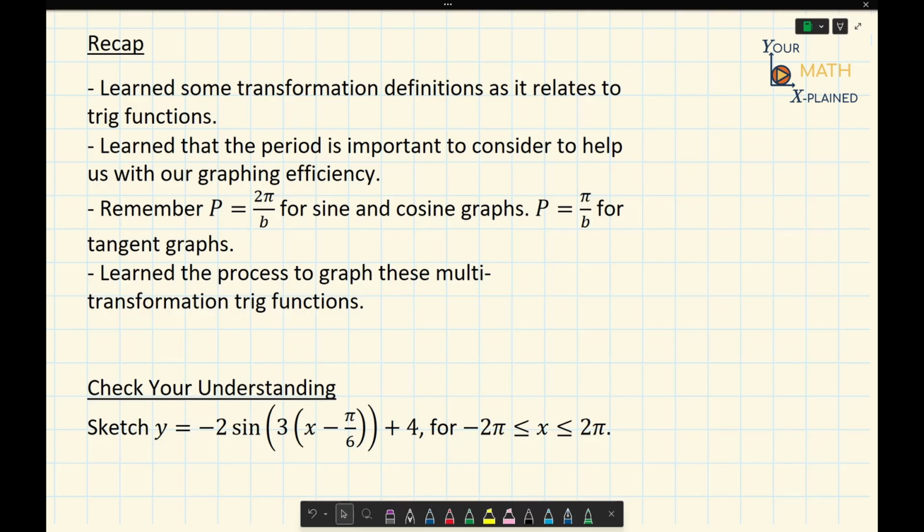And now it is your turn to give this a try. Can you sketch the graph of this sine function on the screen here using what we covered in this video? Let us know in the comments below how you did and whether or not you'd like to see more content on trig transformations in the future.